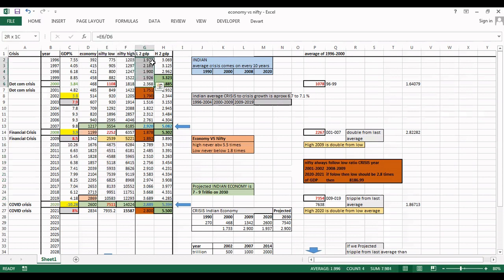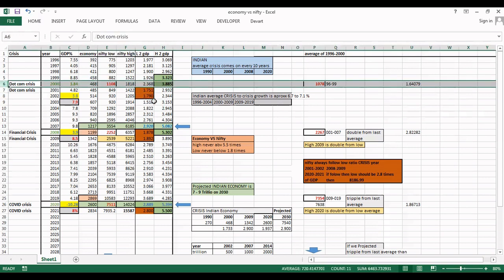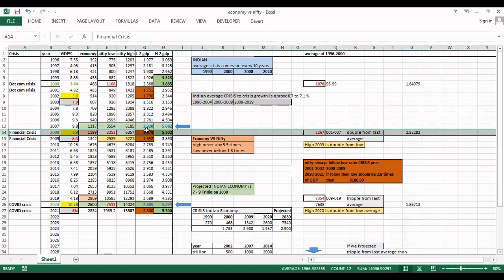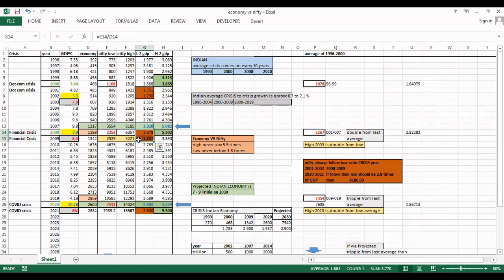The biggest point is that there is a constant growth on the lower side of the GDP versus the lower side of Nifty. After the dot-com crisis we have a constant run on the lower side, 1.7, 1.8. In the financial year time, we have a constant growth on the lower side of the GDP versus Nifty, 1.8, 1.9. That means we have a constant growth this year.